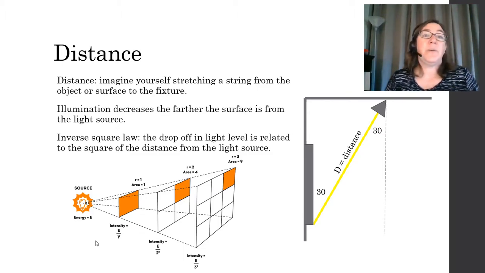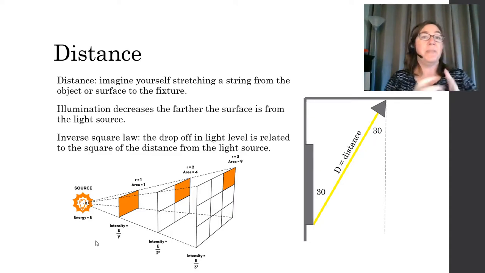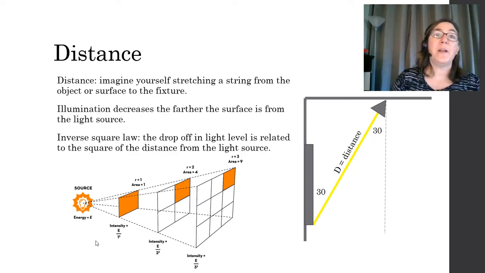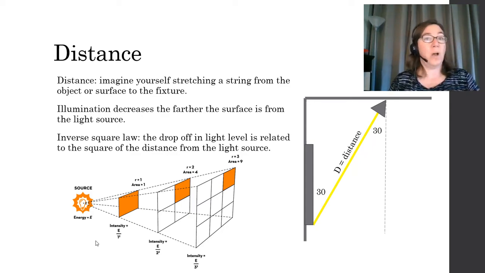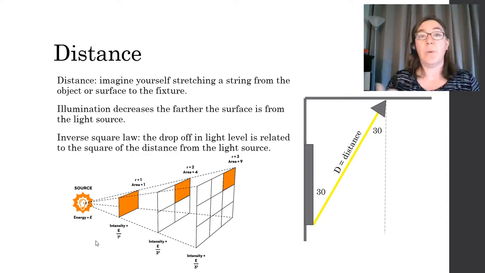The illumination is going to decrease. The light level goes down the farther your surface is away from the light source, and this is pretty easy to understand. The further you move your object away from the light, the dimmer it is. And this follows the inverse square law. The drop in light level is going to be related to the square of the distance from the light source, and that's why in our equation it's d squared.